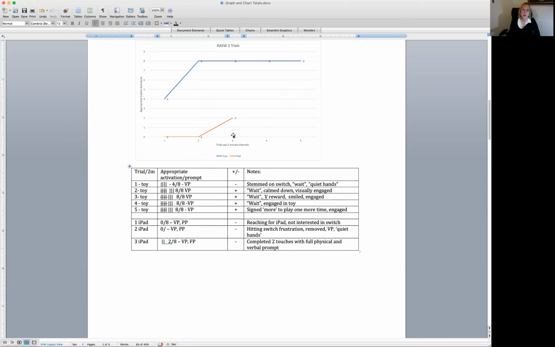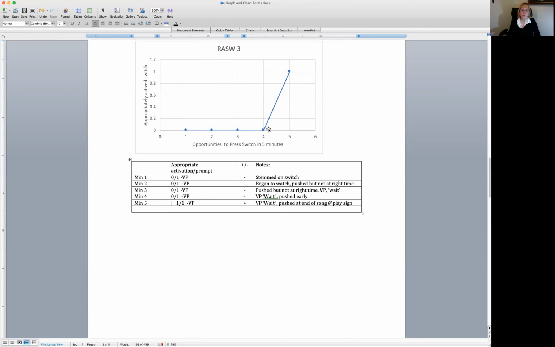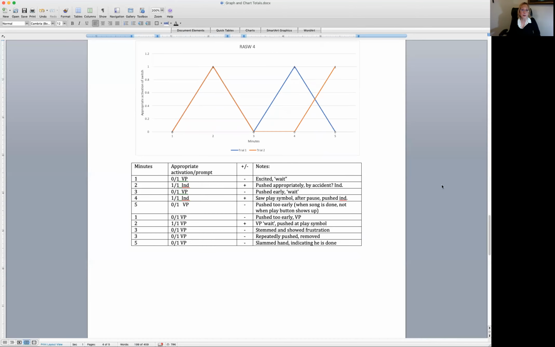Then we introduced the iPad to say, well, let's just see what happens. And it was not very successful, with a lot of physical prompts, having to lightly hold his hands down when we said wait in his verbal prompt. But the next day we moved on, because he has the switch skill, so we thought, let's just start on the iPad. We had a lot of verbal prompts and didn't have much success. He was really obsessed with the iPad, which we kind of expected, knowing him. But he had a lot of verbal prompts, and he knows that prompt very well.